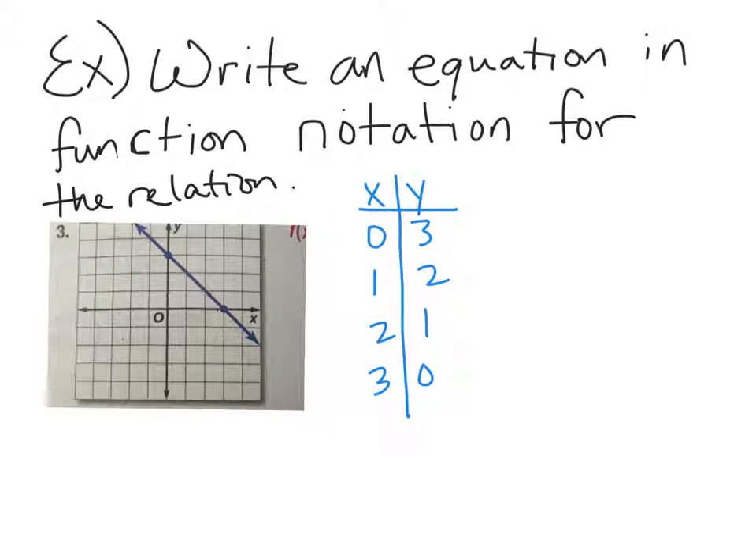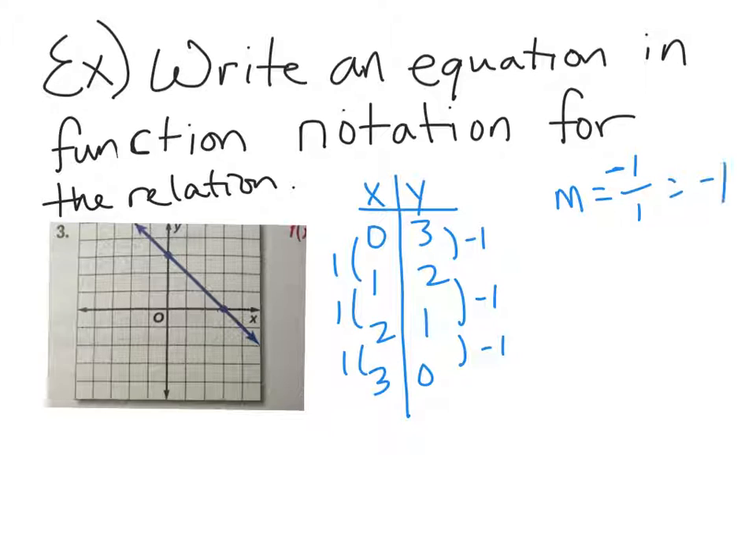So what we're kind of looking for is we want to figure out what our slope is, our rate of change. And in our y, we are decreasing by 1 each time, as our x is actually increasing by +1. So our slope is -1 over 1, which is just -1.